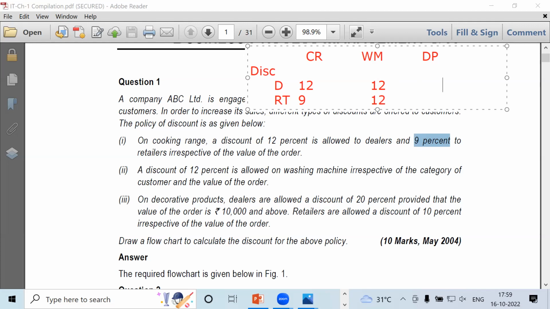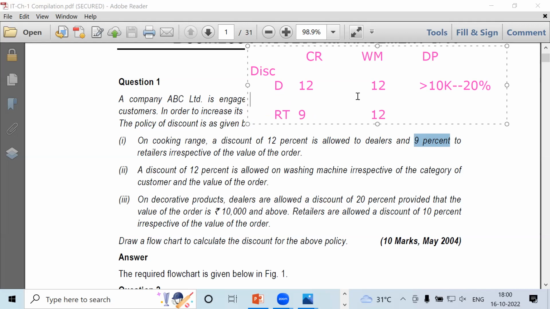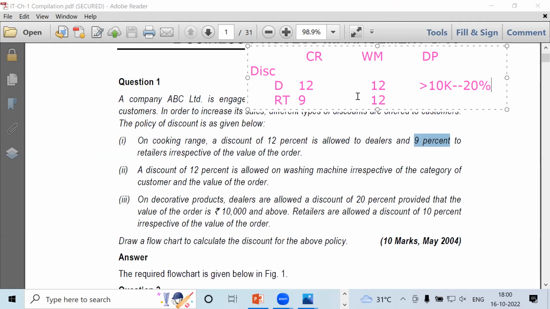Then the third one, decorative product, they are having another condition. What is the condition? If the value of order is more than 10,000, for the dealer, the discount percentage is 20%. Then what happens to the retailer? Retailers are allowed a discount of 10% irrespective of the value of the order. That means 10%. So these are all the informations which we need to jot down.